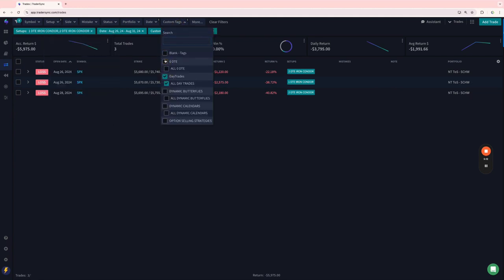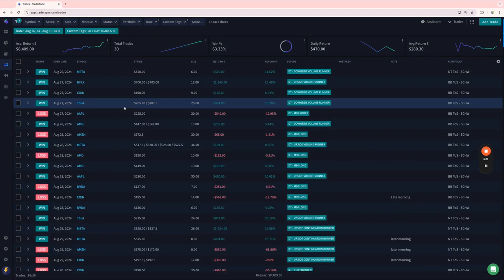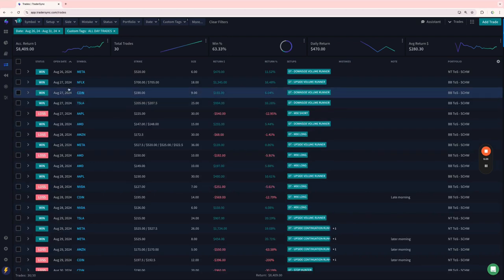So I've been doing a lot more individual stock day trades using just puts and calls, directional, purely based on price action and volume. Those have been doing really well. Booked a little over 8,400 on the week on 30 trades. It's about a 63% win rate.